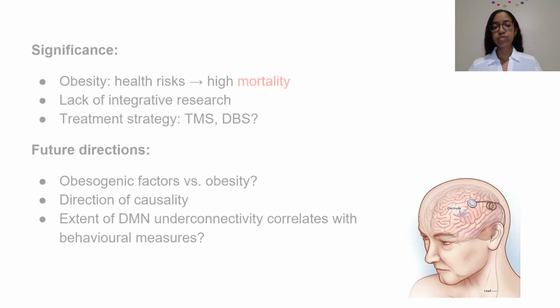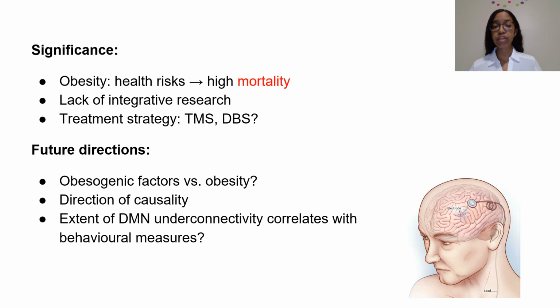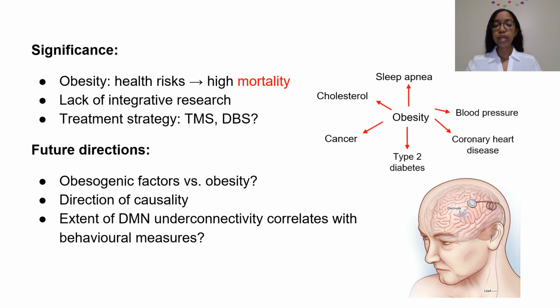The significance of this research emerges when we consider the grave health risks that obesity contributes to, as well as the lack of integrative research in this topic. So if we identify a brain region that's underactive in obesity, but also one that's implicated with the symptoms observed, then perhaps stimulation of that network can help not only ameliorate the symptoms, but also reduce the prevalence of obesity. So this could be done via brain stimulation techniques, such as transcranial magnetic stimulation, TMS, or deep brain stimulation, DBS.